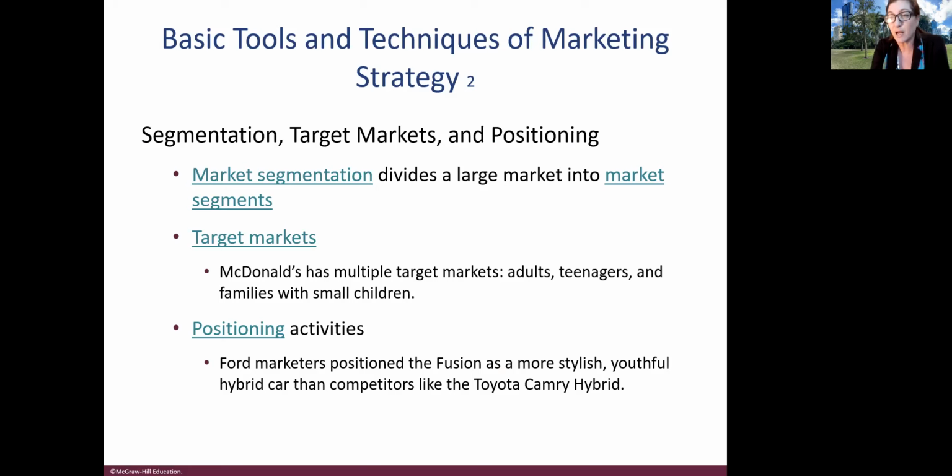McDonald's has multiple targets. They communicate with the adult market in a very different way to their communications with the teenage market, and similarly the families with small children. That's another target market for McDonald's, but they deliberately tailor the products that they offer and the way that they communicate with these specific targets in a strategic manner.